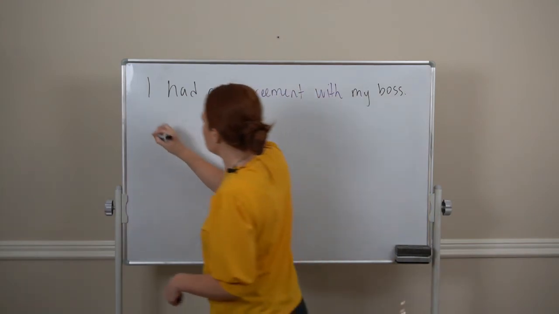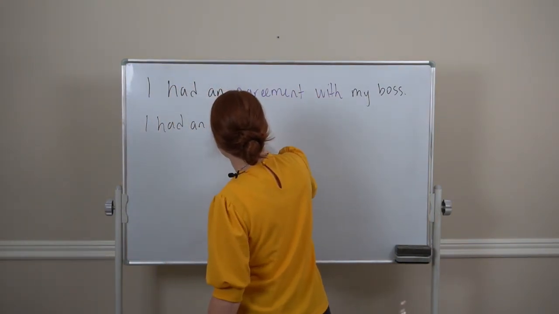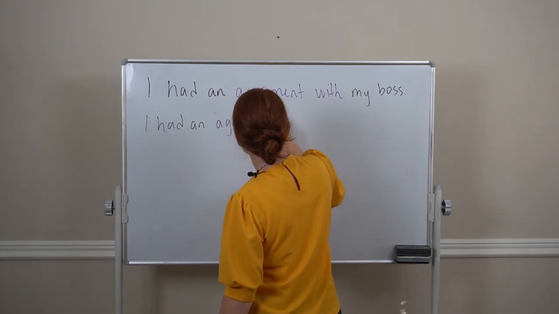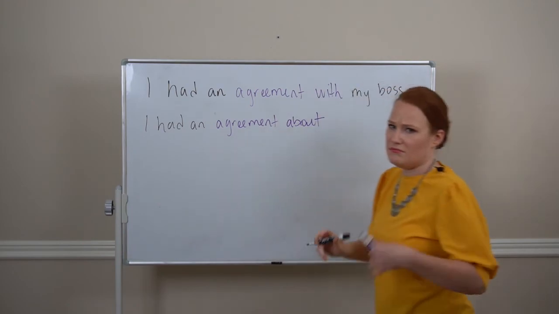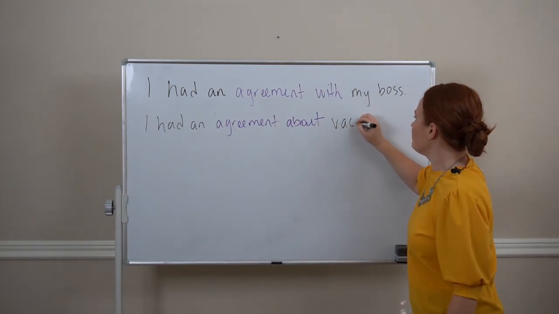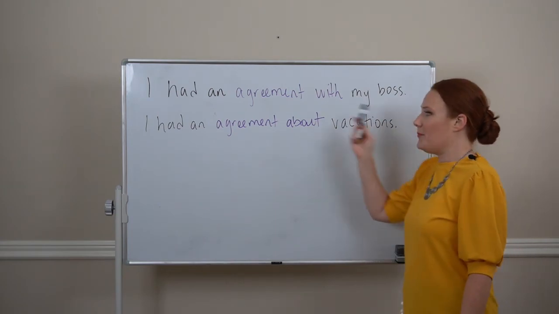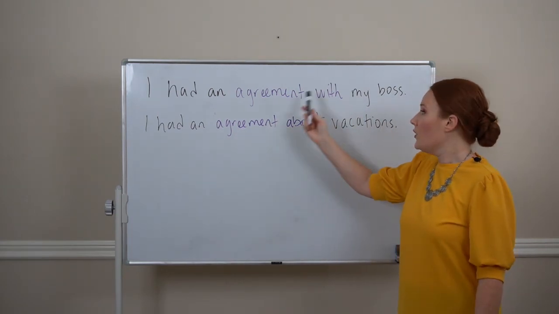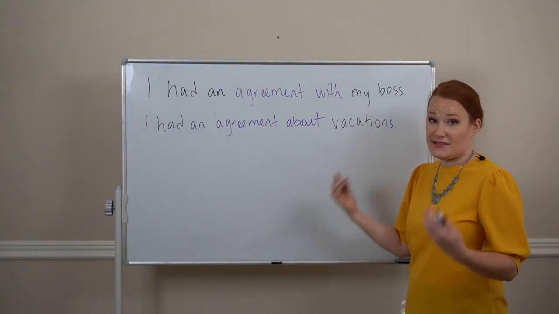Or, I had an agreement about vacations. So this tells us the topic of the agreement. With tells us who we're sharing it with. About tells us the topic.